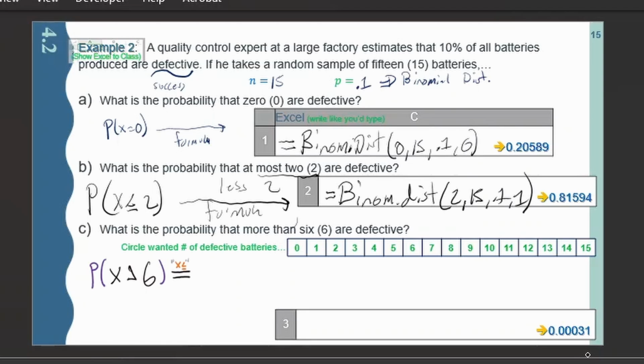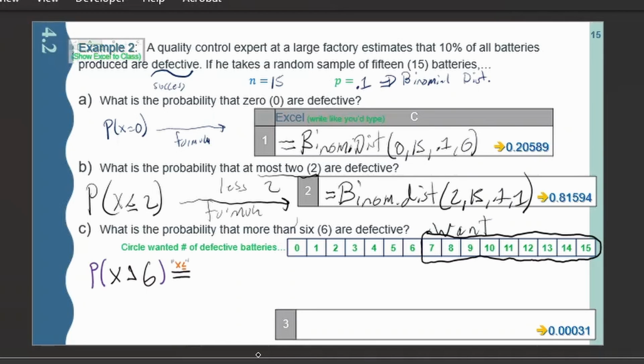And we're going to use this little table here. In this table, I have all the different outcomes I could possibly imagine for success. In fact, let me circle what we want. I want more than 6. And so I don't want 6. I want 7 successes, 8 successes, 9, 10, 11, 12, 13, 14, 15. This is what I want to calculate. Unfortunately, there's no way that I can calculate greater than. In order to do that, I'm going to do a little workaround.